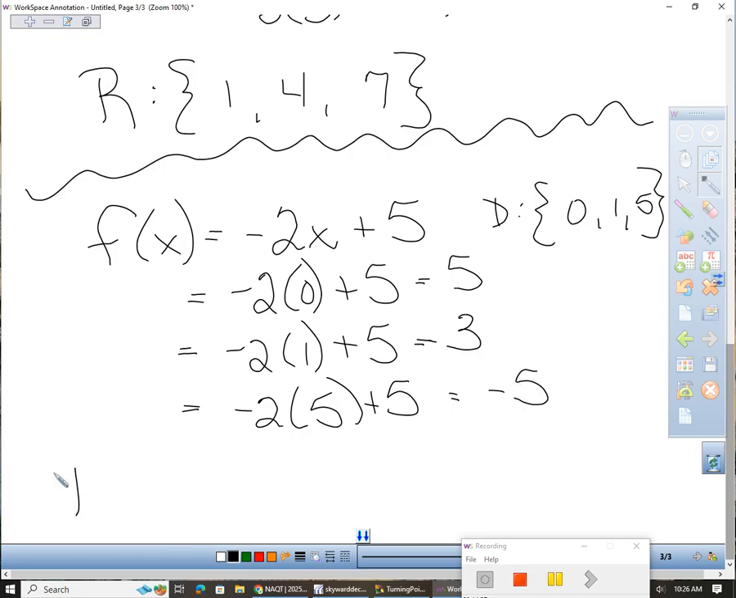All right, so we're going to put our R, our colon, and we're going to write our range. What number goes first? Good. Negative 5. Excellent. Then what? 3, and then 5. Is there any question regarding that? Okay.